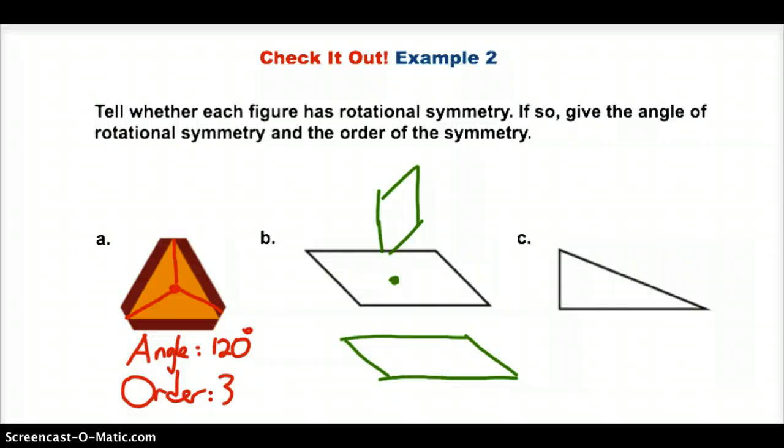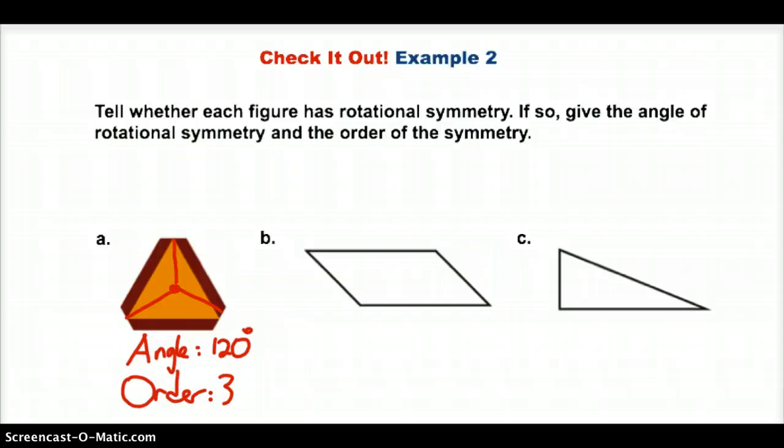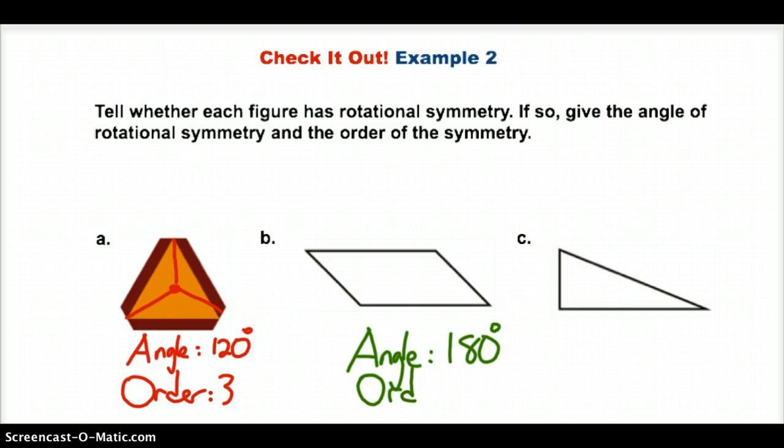And so we would say that it looks like that is two 90-degree rotations, so 180 degrees. So our angle would be 180 degrees, and our order would have to be 2. Again, pretty simple stuff. And then finally with this last one, it does not look like this particular triangle is going to have rotational symmetry. So we would say no, this particular triangle has no rotational symmetry.